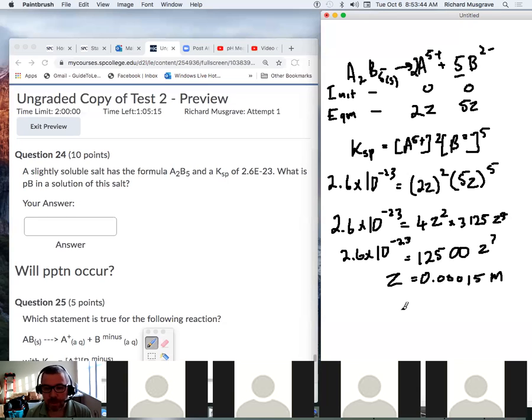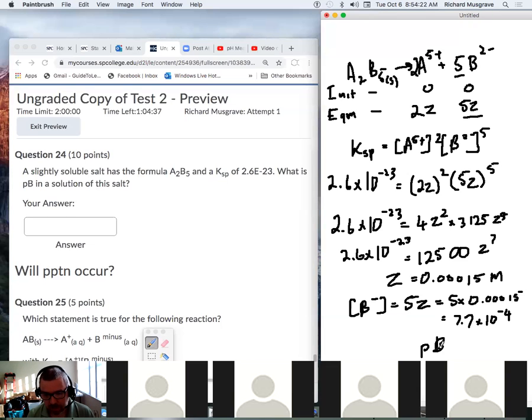And then I can get the concentration of B minus from that. So the concentration of B minus is equal to 5Z. And that's 7.71 or 7.7 times 10 to the negative 4. So PB would be the negative log of that. And that'd be 3.11. That would be the answer.